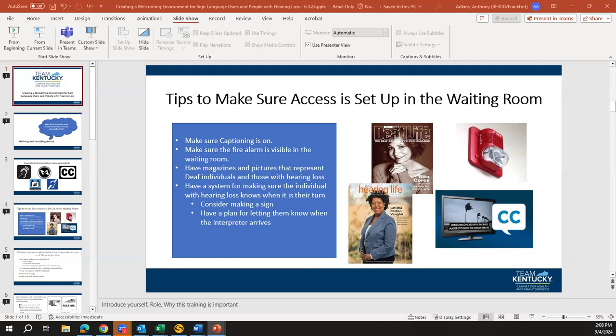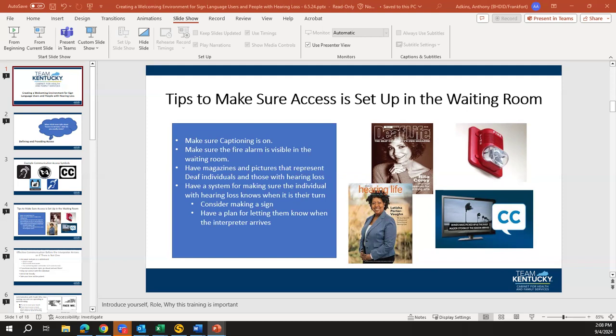So these are tips to make sure that your waiting room is set up to ensure access to everyone. Really, the point of a waiting room, you want your deaf and hard of hearing individuals to feel like they belong there, that they are welcome there. Go ahead and have the captions turned on the television. Don't have to ask for that. Just have it be automatic for everyone.